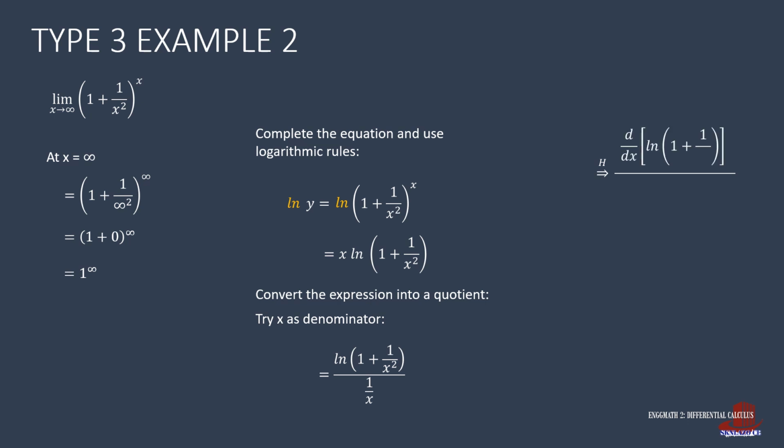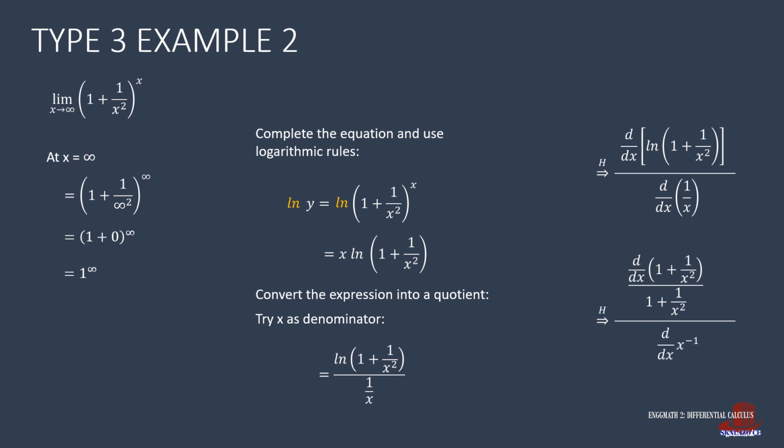So take the derivative of the numerator, ln of 1 plus 1 over x squared, and also the derivative of the denominator, 1 over x. With ln in the numerator, the derivative will turn into another ratio with u prime and u. The expression becomes the derivative of 1 plus 1 over x squared upon 1 plus 1 over x squared.